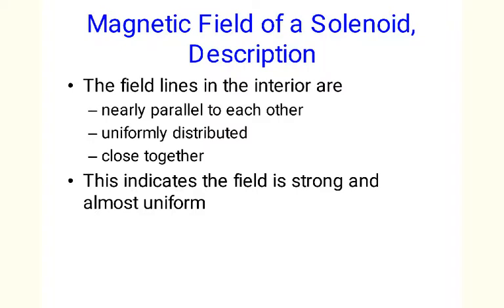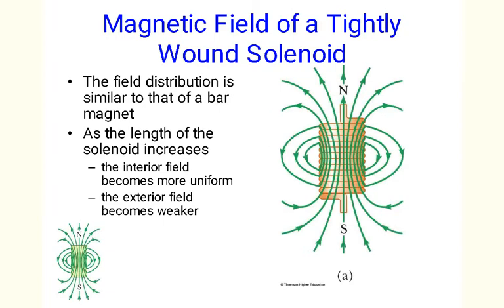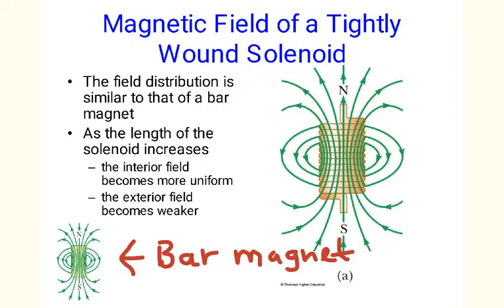To emphasize it again, the field lines in the interior of a well-built solenoid are nearly parallel to each other, uniformly distributed, and close together. This indicates that the field inside the solenoid is strong and almost uniform. Irregularities of the field decrease as the distance between the turns decreases and the solenoid gets longer. In the limit when turns are very close and the solenoid is very long, the field distribution of an electromagnet is similar to that of a bar magnet.